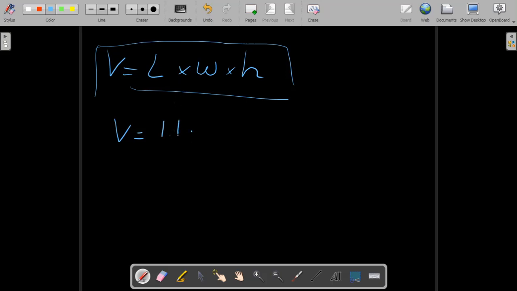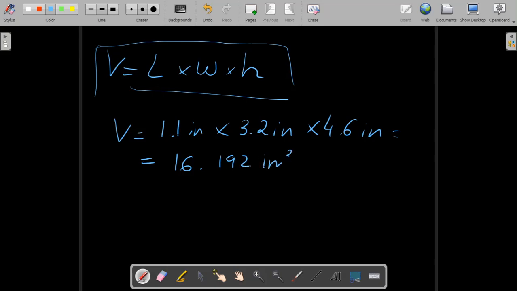1.1 inches, they give us the information in inches, times 3.2 inches times 4.6 inches. Okay, put everything in the calculator. What do you get? Well, according to my notes, you should be getting 16.192 cubic inches. You had 1, 2, 3 cubic inches. The units also multiply, okay? They're multiplying. So is this the answer?